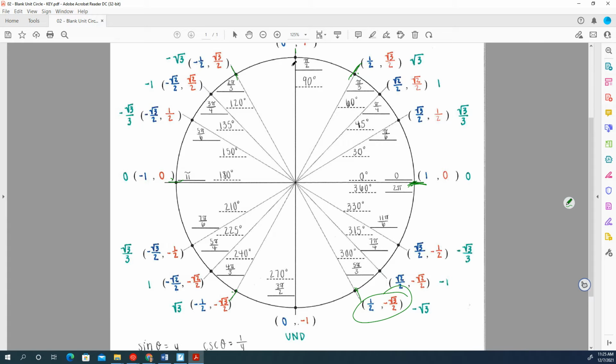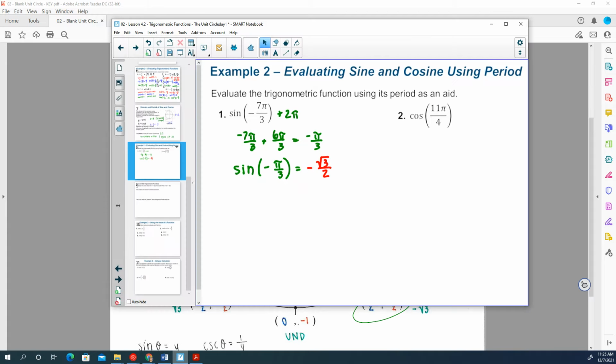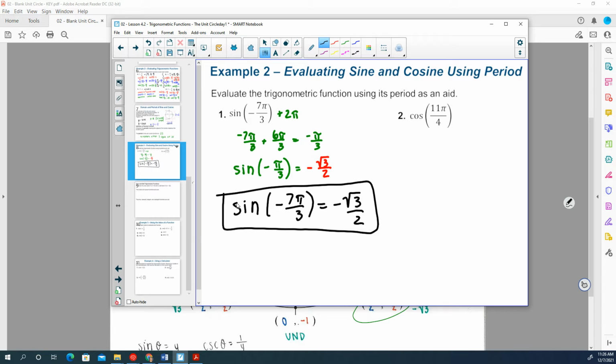Okay. So it feels a little redundant. You're like, didn't we kind of already do that? Yes, we did, but now we're connecting it to the value on the unit circle. So if the sine of negative pi over 3 is negative root 3 over 2, the sine of negative 7 pi over 3, its coterminal angle, is also going to be negative root 3 over 2. That should be how you write your final answer.